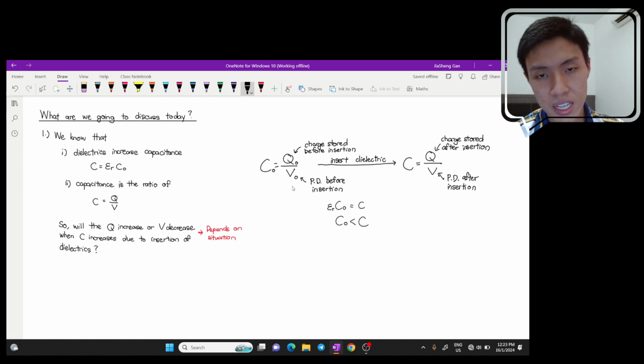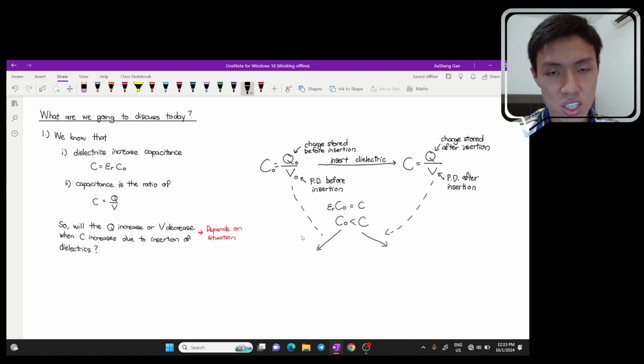But if you relate it to these two equations over here, now you have things to think about. This increase in capacitance here, does it change the Q or does it change the V? Okay, that is what we can think, because we know that C changes. If C changes, it's either Q that needs to follow and change, or it's V that needs to follow and change.